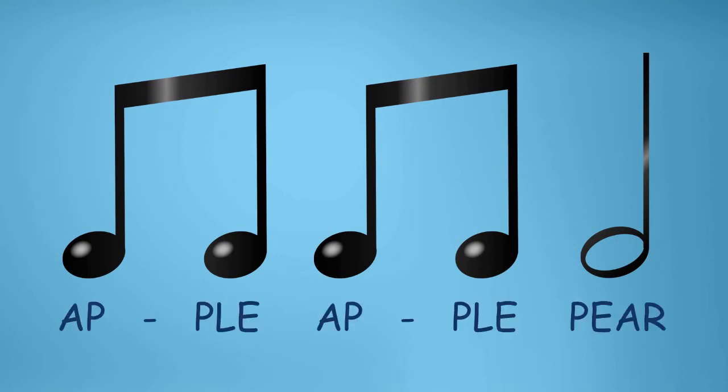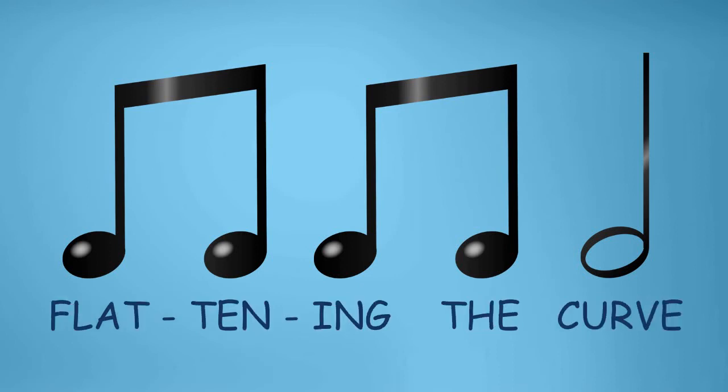Rhythm number five goes like this. Two pairs of eighth notes and one half note. Play and recite the fruit name. Here we go. It goes like this. Apple, apple, pear. And the phrase for the pattern is flattening the curve. Let us play and recite the pattern. Here we go. Flattening the curve.